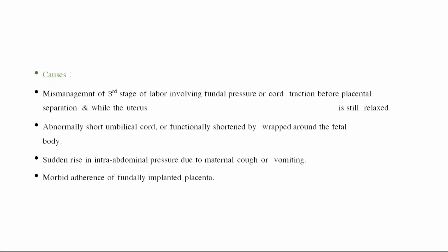Then an abnormally short cord. If a short cord is there, there are chances for inversion of the uterus. Then a sudden rise in intra-abdominal pressure due to maternal cough or vomiting can also lead to inversion, but it's very rare. But still, this is also one cause. And the fourth one is a morbidly adherent placenta. That is the reason we should always be careful by doing an ultrasound in the last trimester to check the placental site, and if any adherence is there, we have to rule it out.